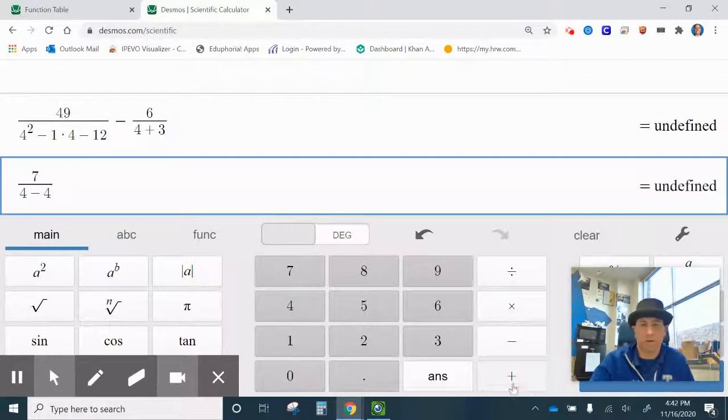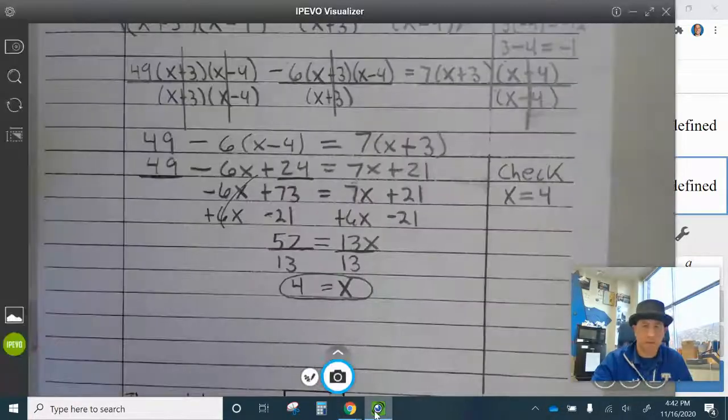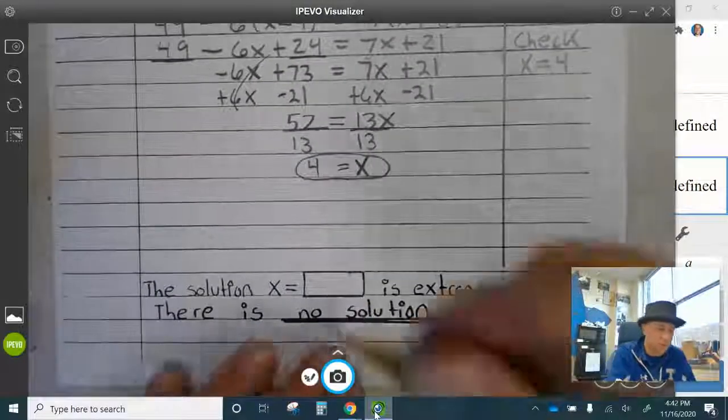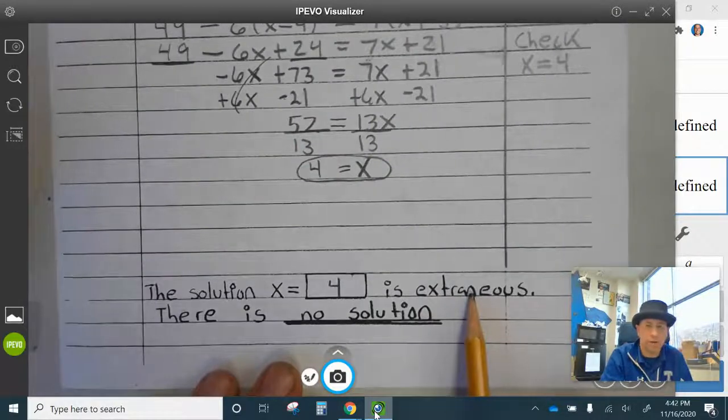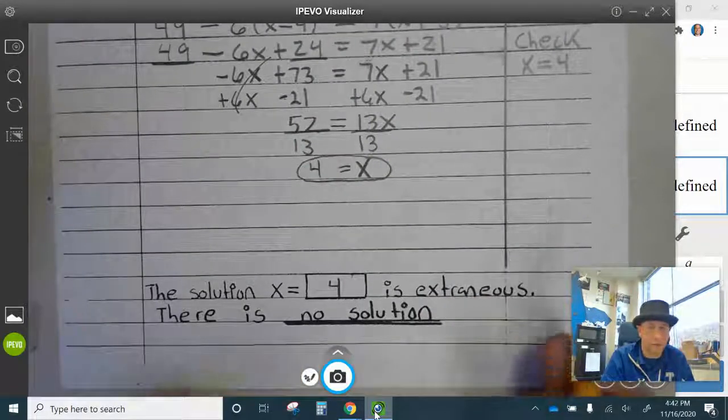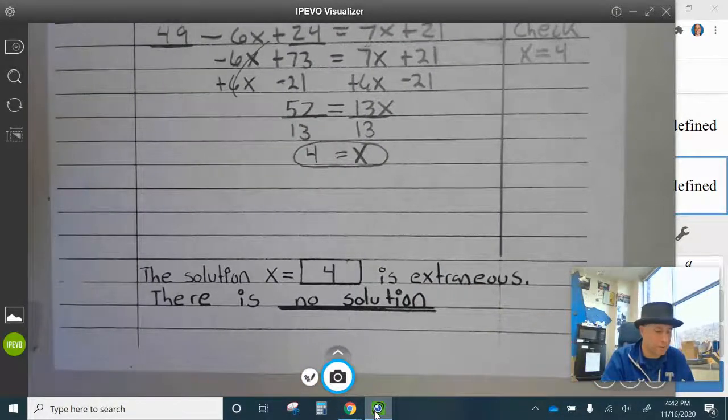Oh, it's undefined. Now, even though these equal each other, it's undefined. And if it's undefined, then we say that x equals 4 is an extraneous solution, because when you plug it in, you get undefined on the left side and the right side. So we're saying that there is no solution.